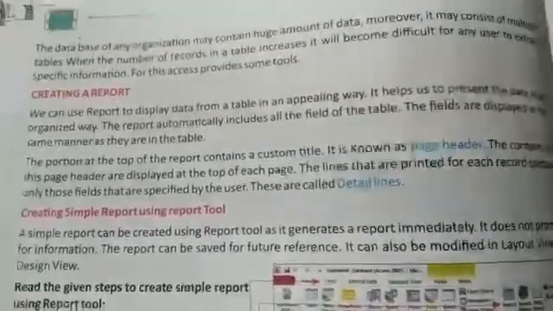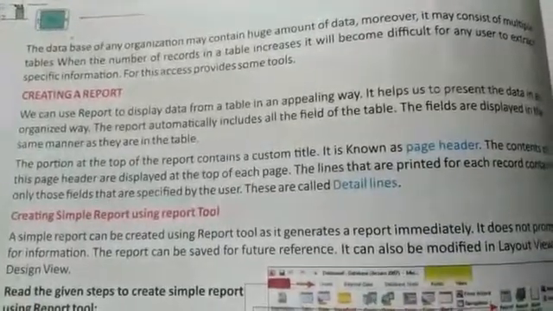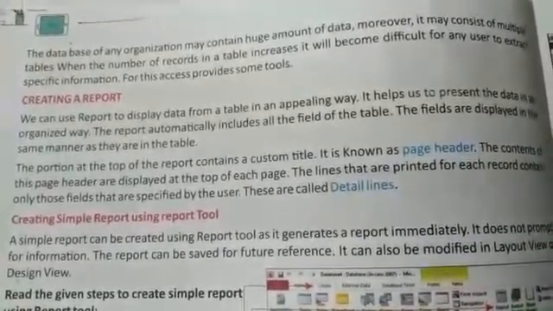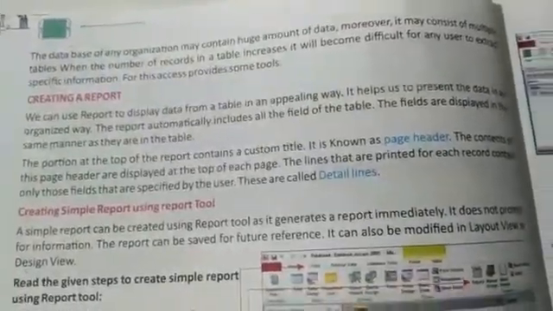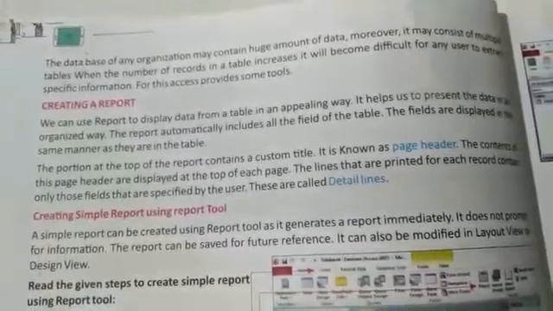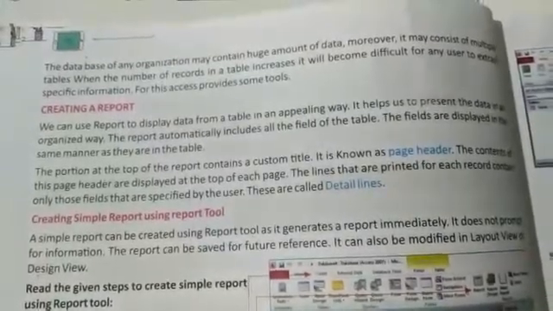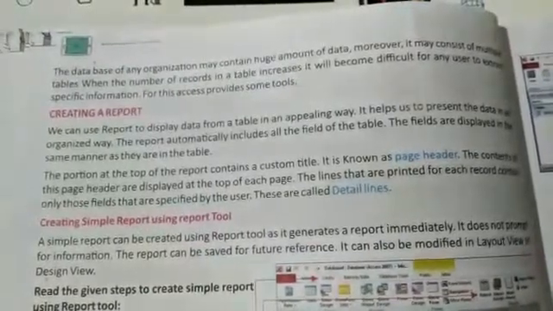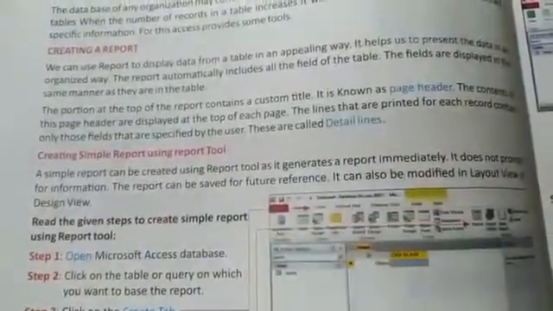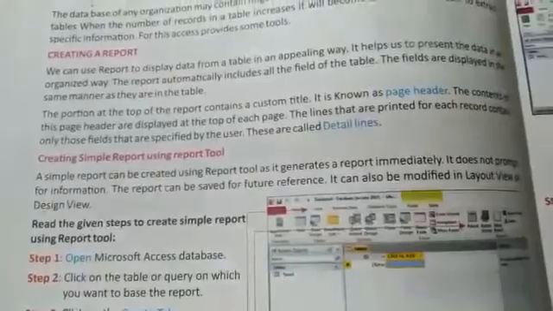Next is creating a report. How to create a report. Let's know what is a report in MS Access. A report is an object in Microsoft Access that is used to display and print the data in an organized manner, and the report automatically includes all the fields of the table.